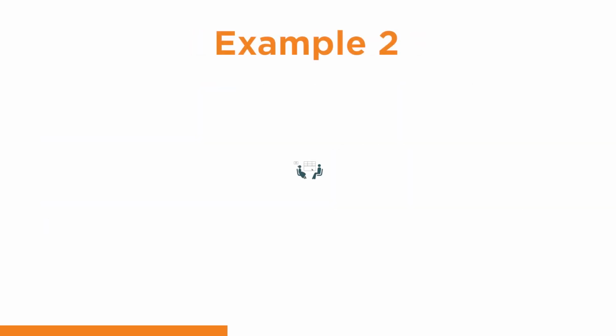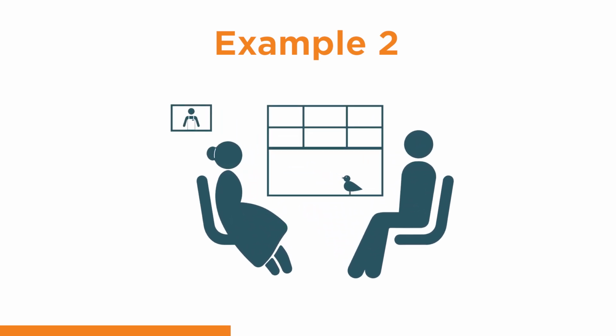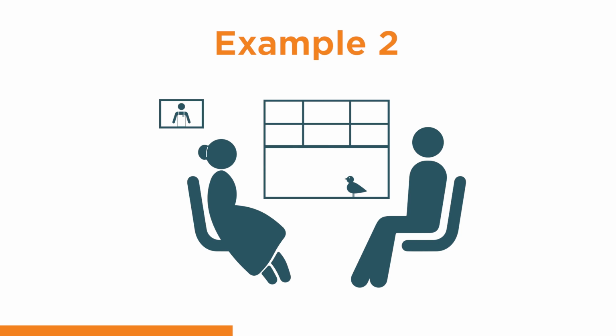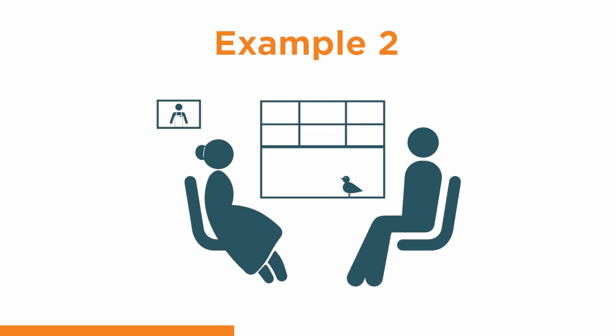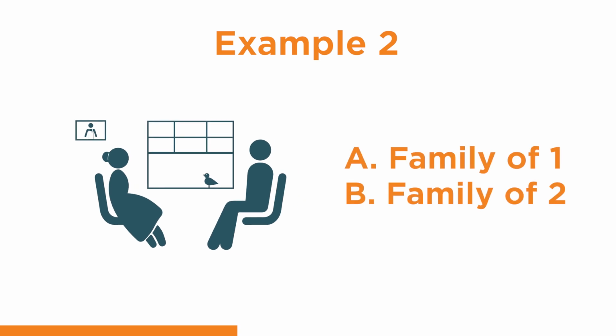Example 2. John lives with his grandmother. His grandmother became John's legal guardian 2 years ago after both of John's parents died. What is John's family size? A. Family of 1. B. Family of 2.